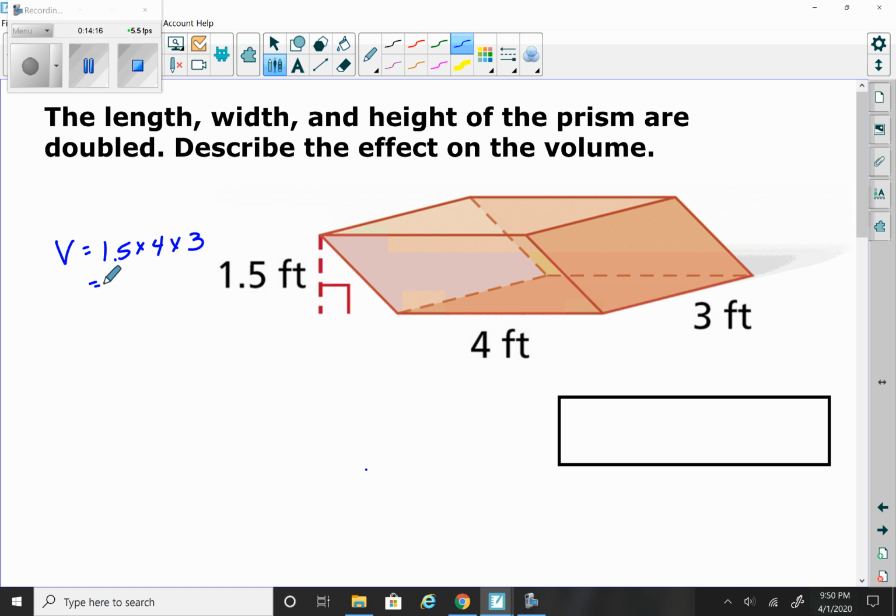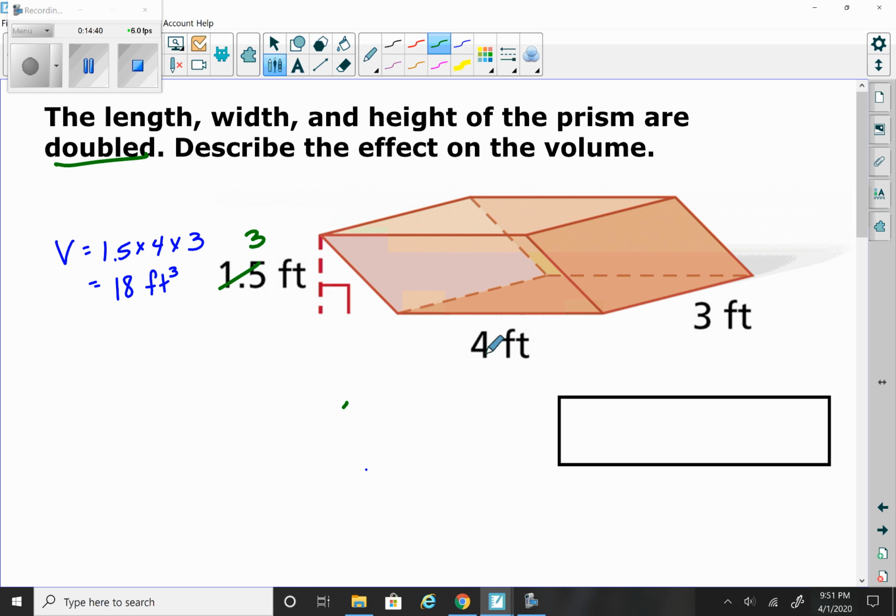What is 1.5 times 4 times 3? Well, I know 4 times 3 is 12, and 1.5 times 12 is 18. So I would get a volume of 18 feet cubed for this prism. Now it says, what if we doubled our dimensions? So what if instead of having 1.5, we doubled that and now we have 3?